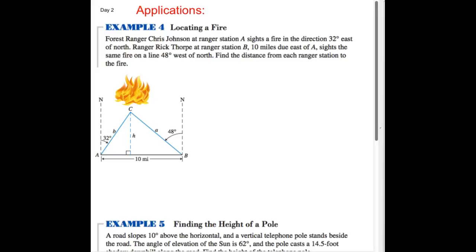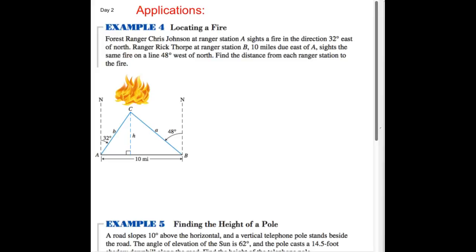It says, Forest Ranger Chris Johnson at Ranger Station A sights a fire in the direction 32 degrees east of north. Ranger Rick Thorpe at Ranger Station B, 10 miles due east of A, sights the same fire on a line 48 degrees west of north. Find the distance from each ranger station to the fire.